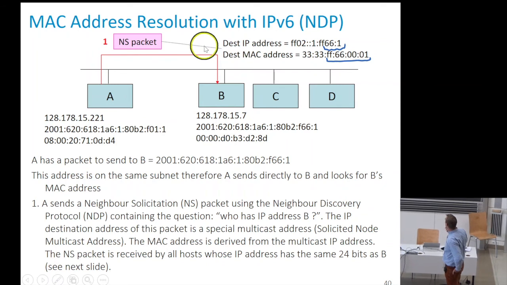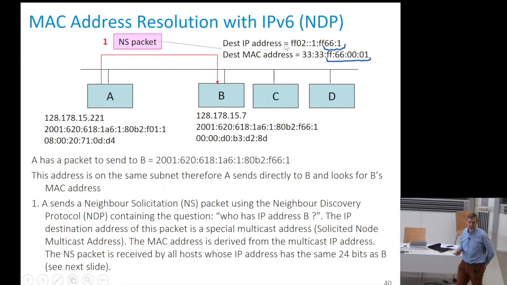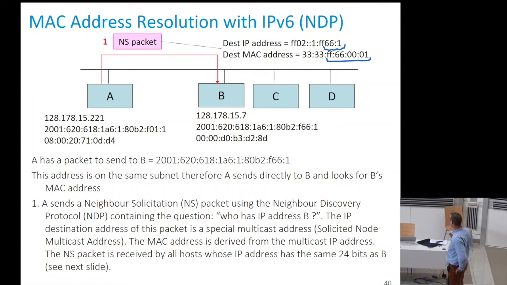IPv6 will send an IP packet to this address. What is this address? Well, we see FF. That means it's a multicast address. This multicast address is called the solicited node multicast address. It is made by taking the end of the target address.